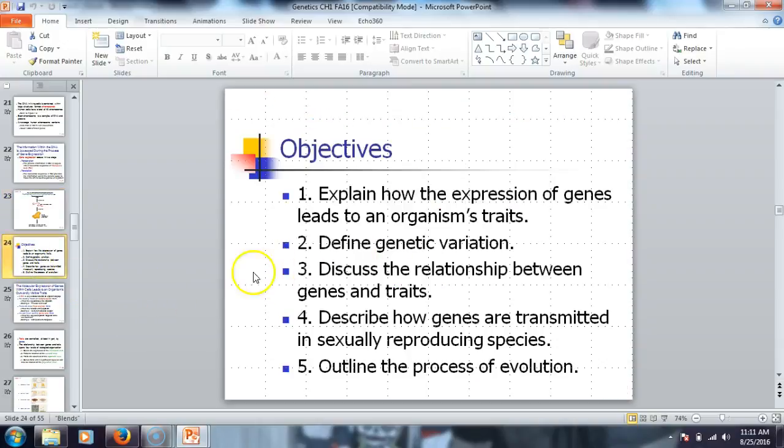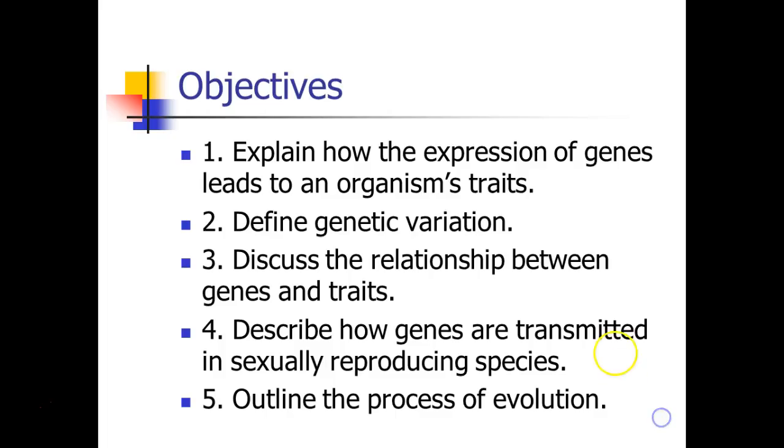So we're getting ready to start the next section. For the next section, you need to be able to explain how the expression of genes leads to an organism's traits, define genetic variation, discuss the relationship between genes and traits. So these are some of the terms that we started talking about, right? Describe how genes are transmitted in sexually reproducing species, and outline the process of evolution.